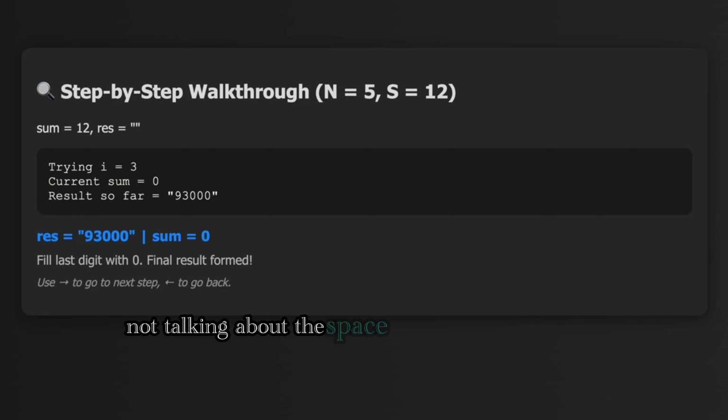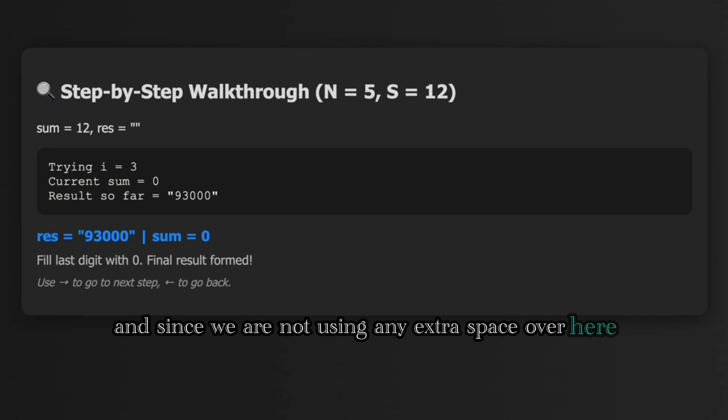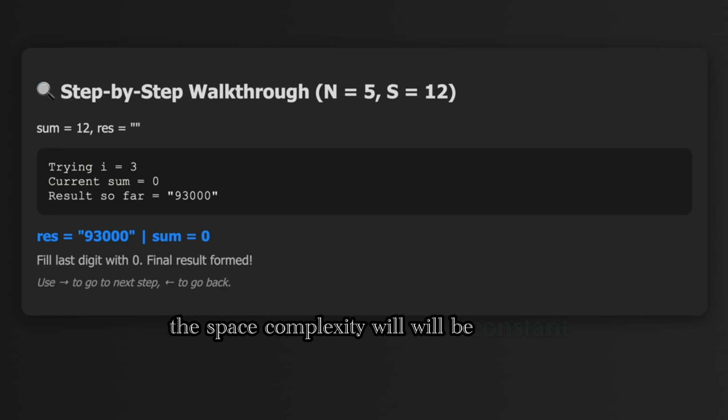Now talking about the space and the time complexity, the time complexity here will be order of n, which will be linear, right? As we are just going to do maximum n iterations in the worst case to form this number of n digits. And since we are not using any extra space over here, the space complexity will be constant. It will be order of 1, right? So that's the entire solution.